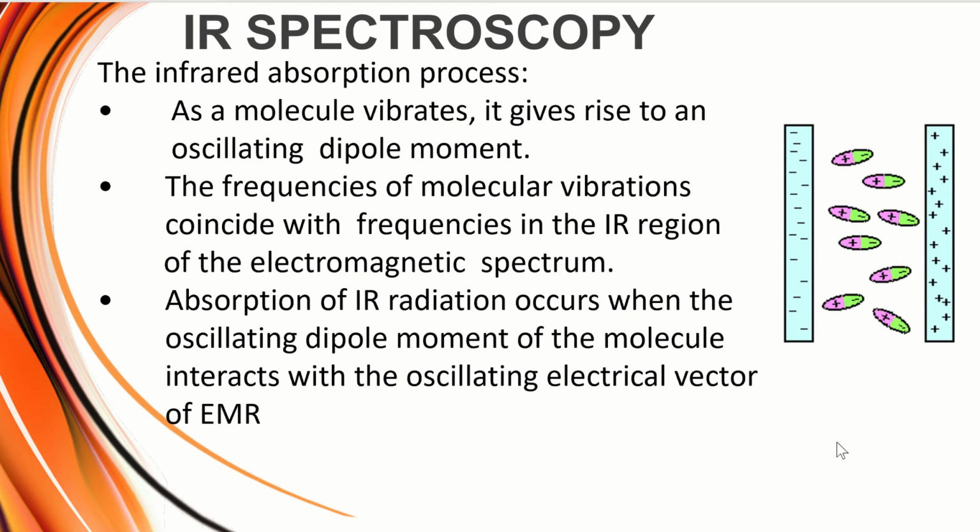So we just want to think of the molecule vibrating, giving rise to that dipole moment, and we want to imagine the molecule coinciding with particular frequencies in the IR region of the electromagnetic spectrum, and the absorption of the IR radiation occurs when the oscillating dipole moment of the molecule interacts with this radiation, right? So we might get the gist of what is happening here, but let's see if this video will further clear that up.